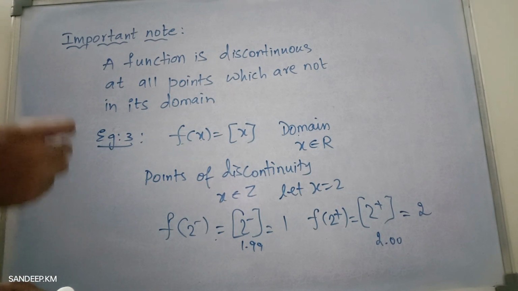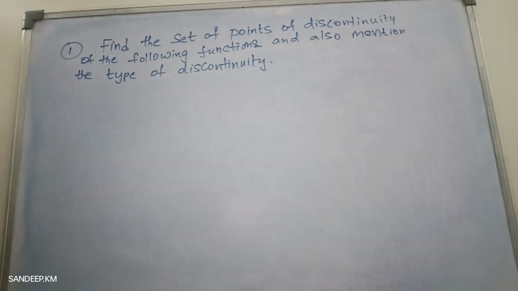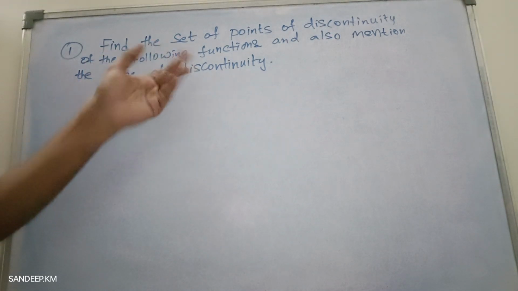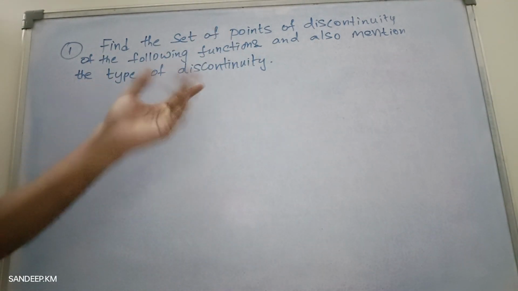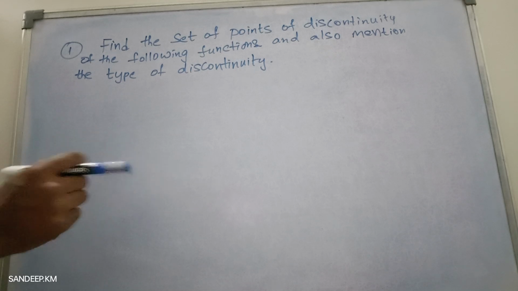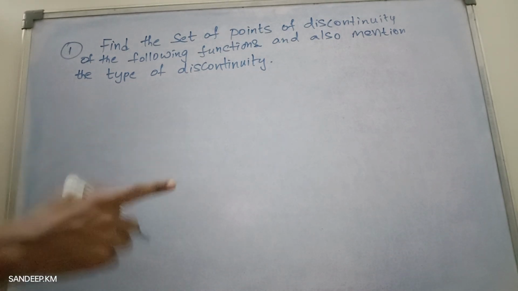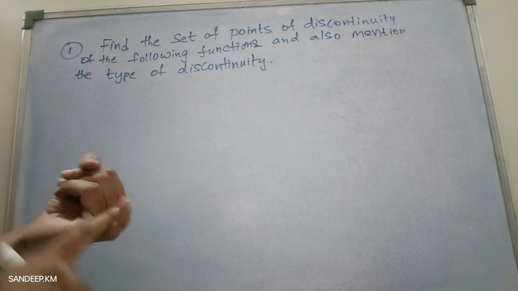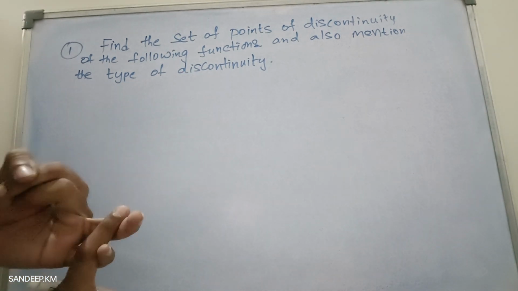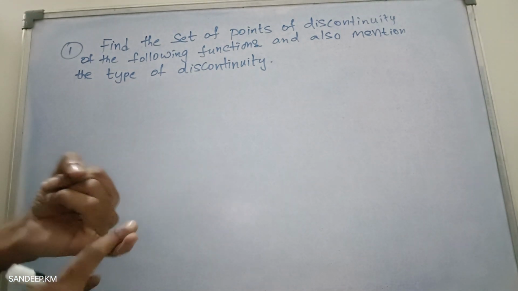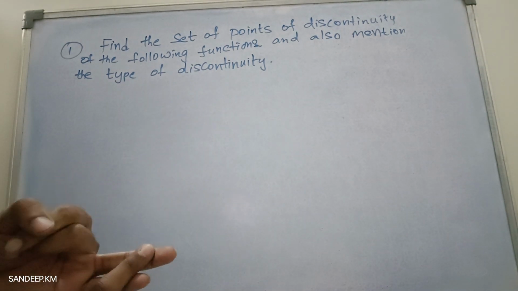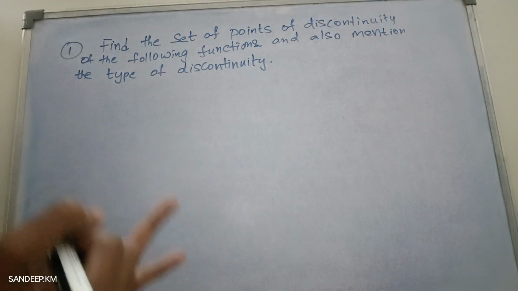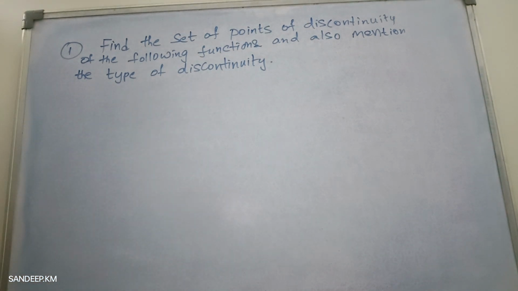Let us try to find the points of discontinuity of various functions. Here is the first question. Find the set of points of discontinuity of the following functions and also mention the type of discontinuity. Whatever functions we are going to mention, we have to find the set of points of discontinuity, and at the same time say what type of discontinuity it is, whether it is removable type or non-removable type. If it is removable type, is it missing point discontinuity or isolated point discontinuity? Or if it is non-removable type, is it finite type, infinite type, or oscillatory type of discontinuity? So all this.